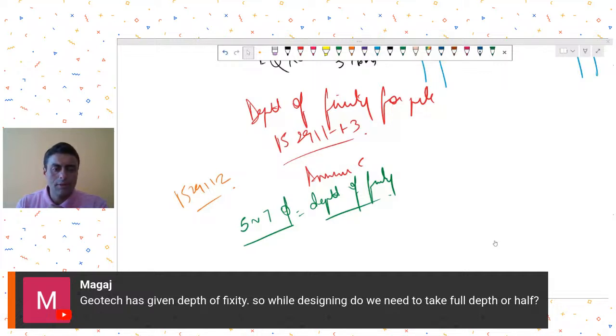Mr. Magaj is adding to his question. Geotech has given the depth of fixity. Yeah, so if the geotech has given you the depth of fixity, where is the confusion? You take that depth of fixity.